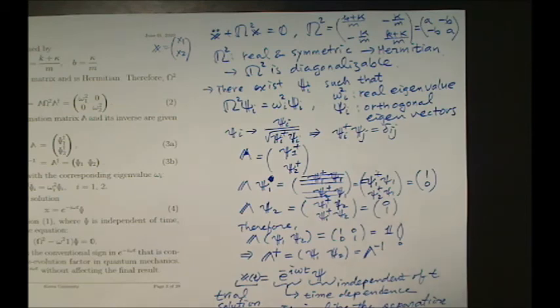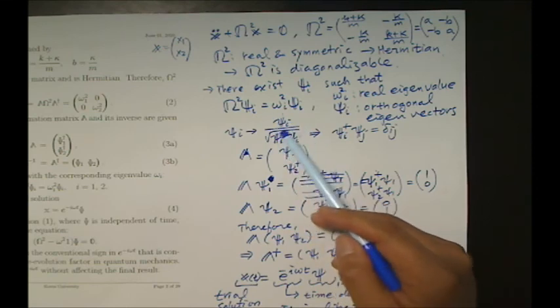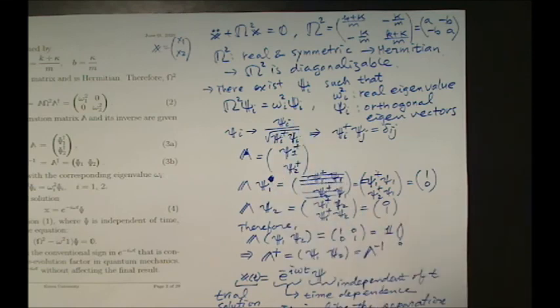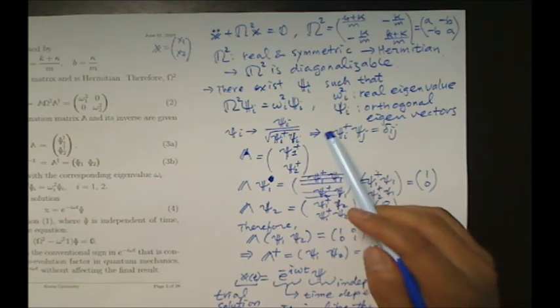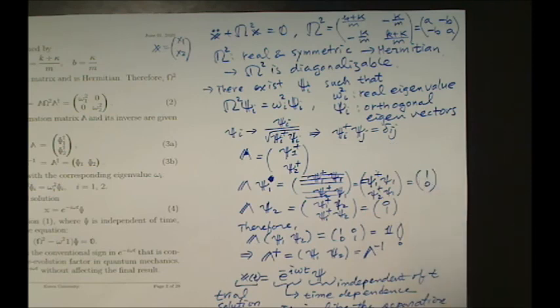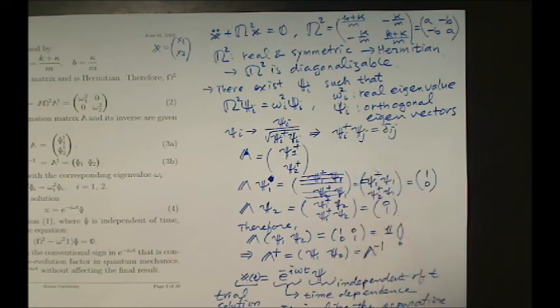So once we find 2 orthogonal eigenvectors, we can always construct normalized eigenvectors. A normalized eigenvector is defined as follows: once you find the eigenvector, square the eigenvector and take the square root, and divide the vector by this. So then we are prepared to have the orthonormal basis eigenvectors. Therefore, the scalar product gives the Kronecker delta.